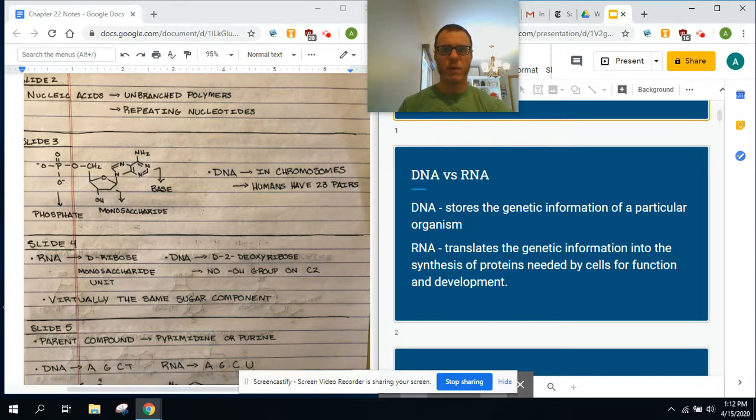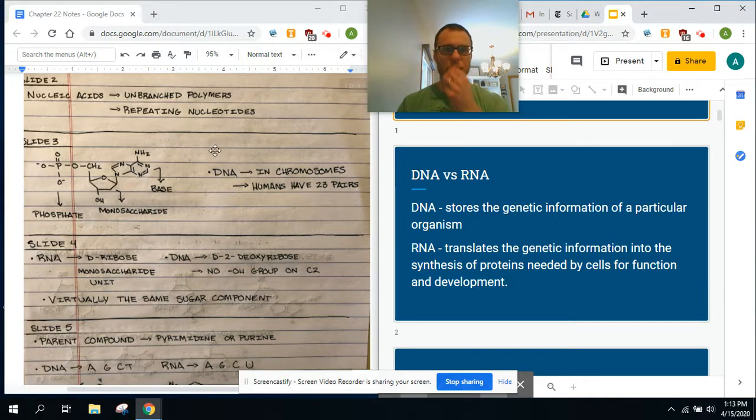DNA stores genetic information of a particular organism. So that's where all of this coding and genetic stuff comes from. RNA takes that information, translates it into the synthesis of proteins that your cells need. So when we talk about your eye color, your hair color, different physical attributes, that's the manifestation of your DNA from RNA making proteins in order to do that. Because your eye color is a certain color because of the proteins that RNA generates.